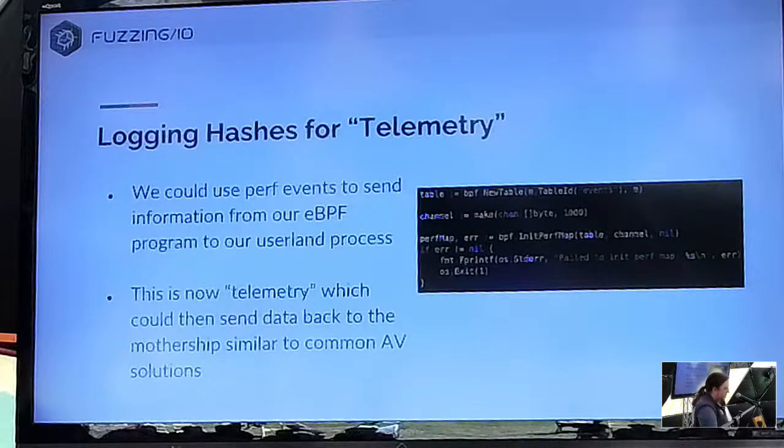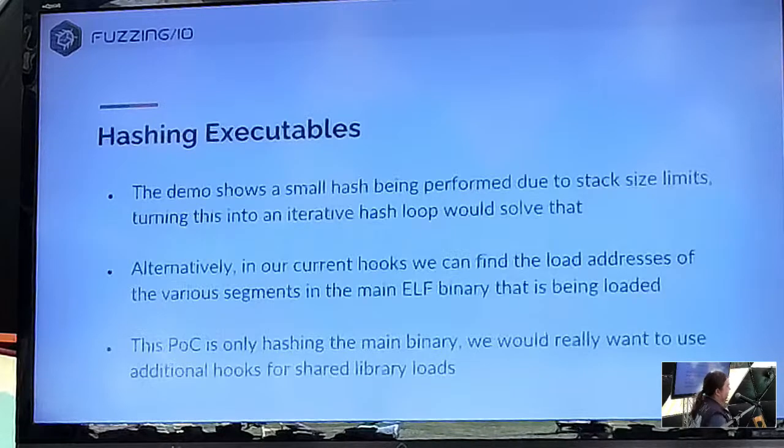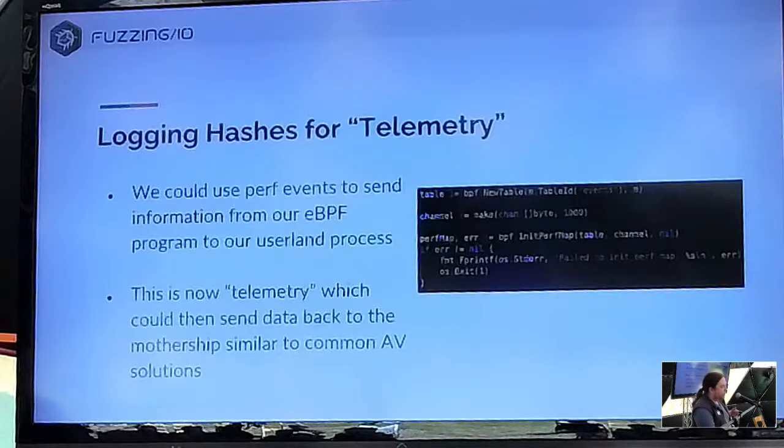If we wanted to send the hash values to userland, again, they have these BPF maps. One of the APIs that you can call is BPF initialize perf map. That allows you to send effectively packets from the kernel to userland through the perf subsystem. Or you can just write to the data structures and then have a separate process that reads from those data structures and pulls them.